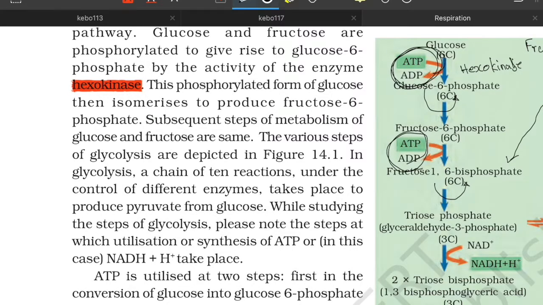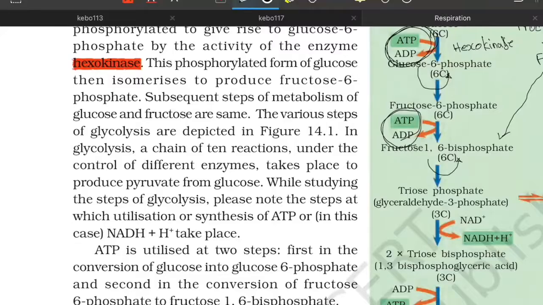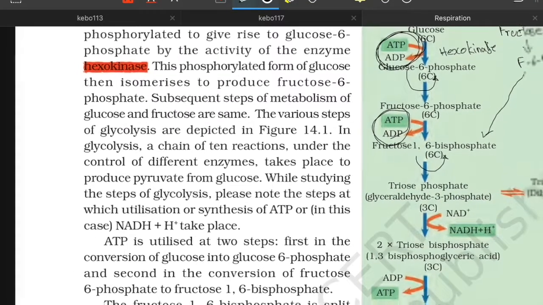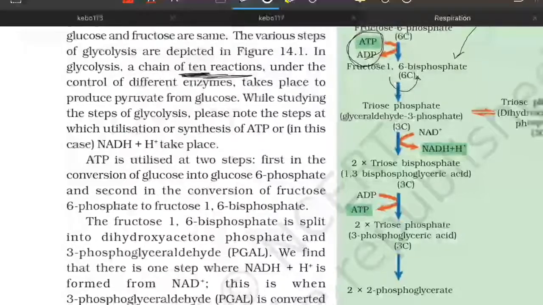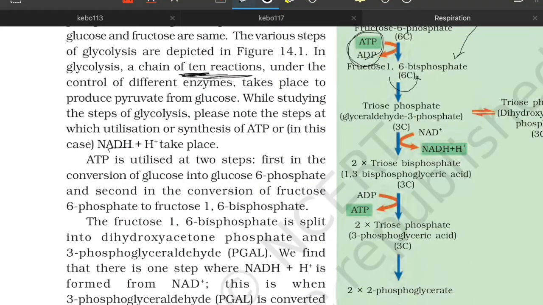The various steps of glycolysis are depicted in figure 14.1. This is the figure we just saw. In glycolysis, a set of 10 reactions under the control of different enzymes takes place to produce pyruvic acid. Pyruvic acid without the H is pyruvate, from glucose. While studying the steps of glycolysis, please note the steps at which ATP utilization takes place, or synthesis of ATP or NADH takes place.